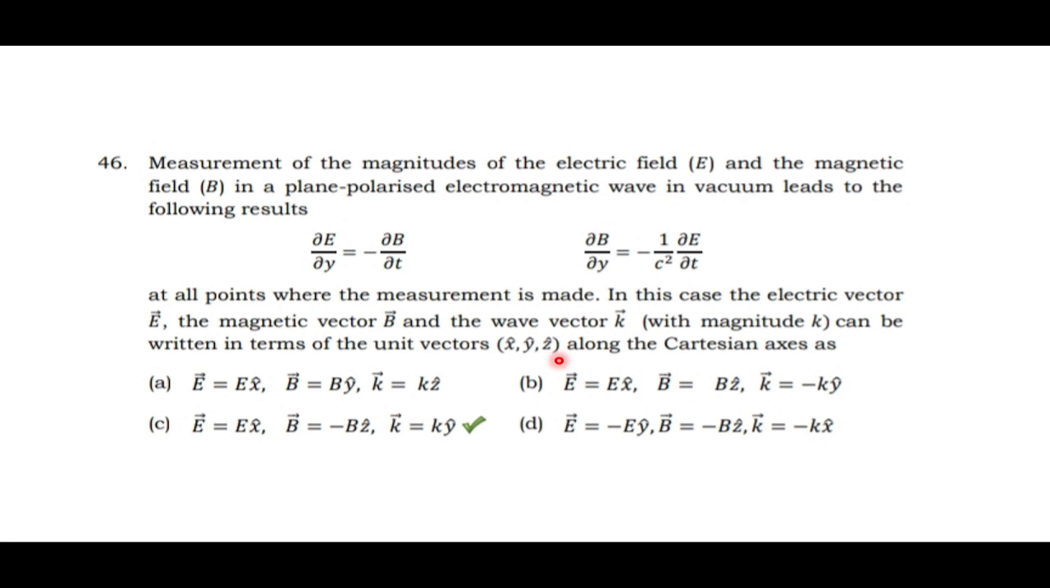So Amit, are you there? Yes, sir. Okay, please read the question very carefully. Measurement of magnitudes of the electric field E and the magnetic field B in a plane polarized electromagnetic wave in vacuum leads to the following results. This is coming from Maxwell's equation, that is del E by del y equals minus del B by del t.